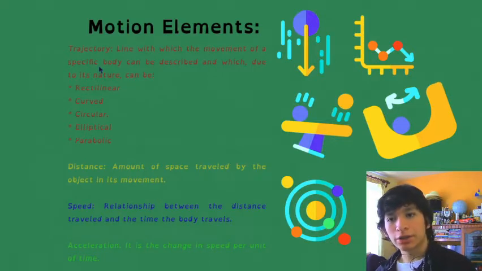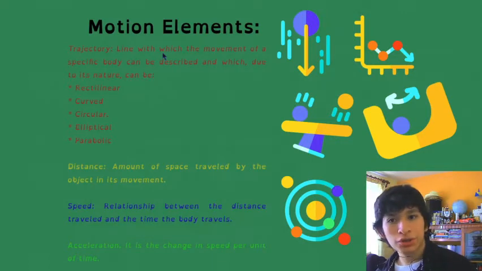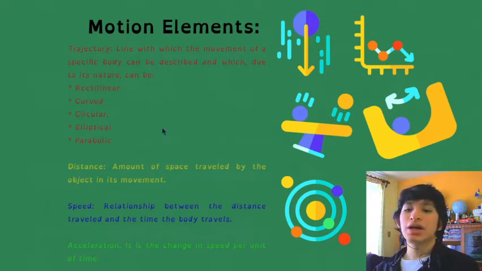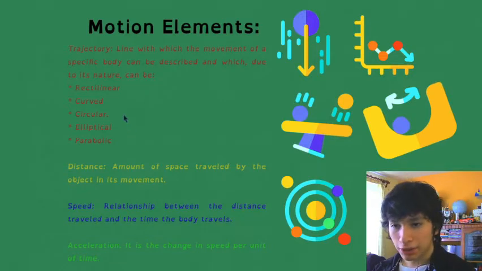Well, what are the elements in motion? Trajectory is a line with which the movement of a specific body can be described, in which, due to its nature, can be rectilinear when it is a straight line without variations in its trajectory. Arc is a fragment of circumference. Circular is the complete circumference. Elliptical can also be a fragment of an ellipse or the complete ellipse. A parabolic is a parabola.